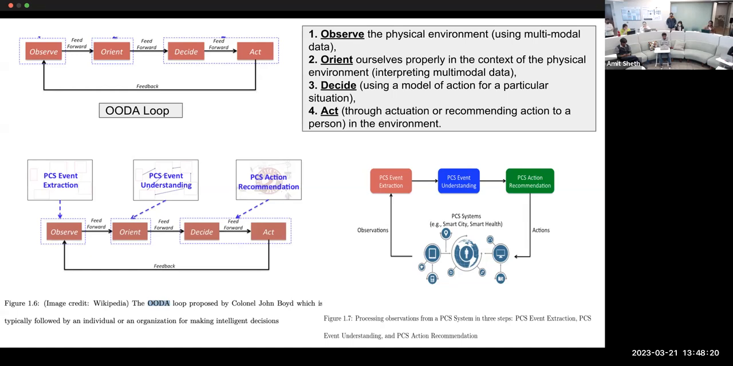So in Pramod's work, he has achieved three tasks: PCS event extraction, event understanding, and action recommendation. He maps PCS event extraction to the observe part, PCS event understanding to the orient part, and action recommendation to the integrated decide and act parts, and that's shown in this figure. And the bottom right figure shows how these observations from the PCS systems are integrated in his system.